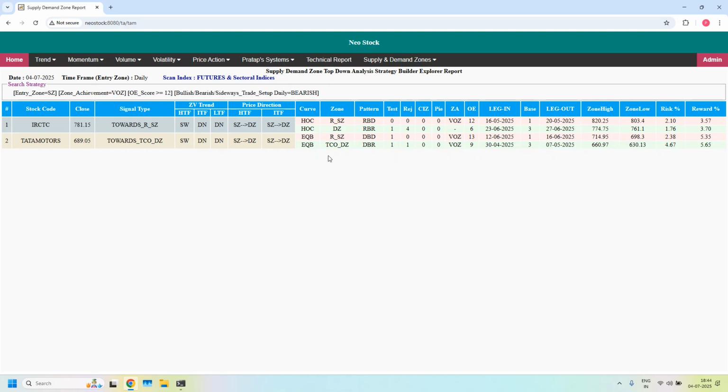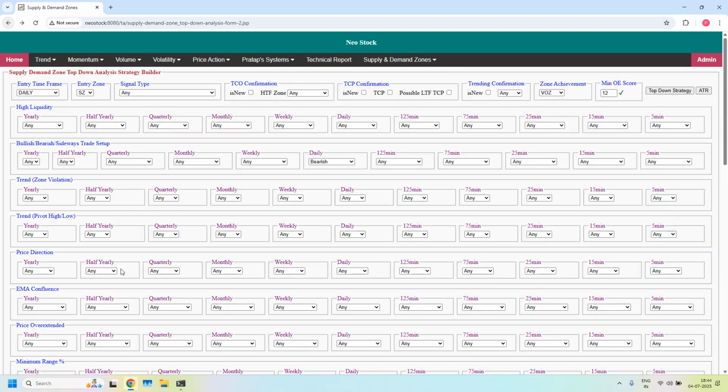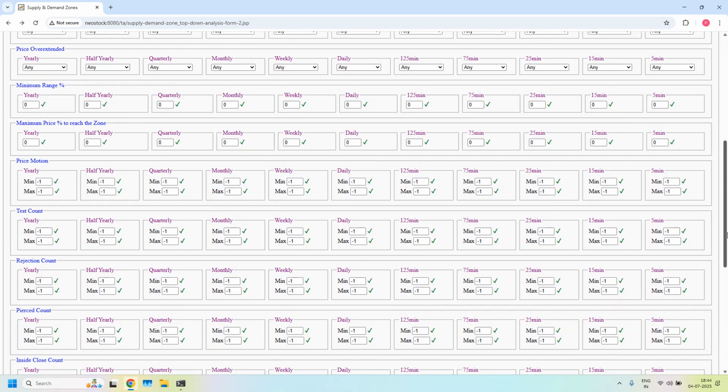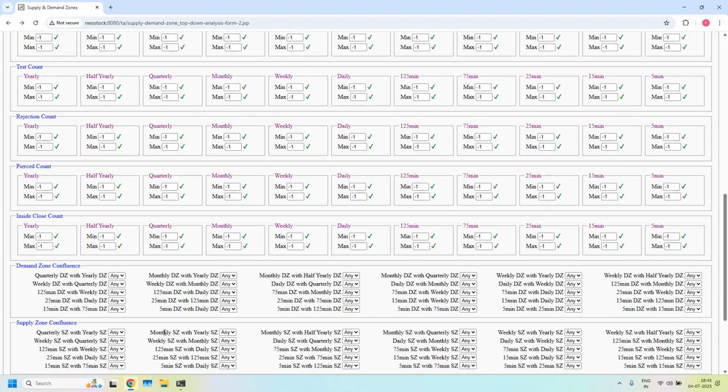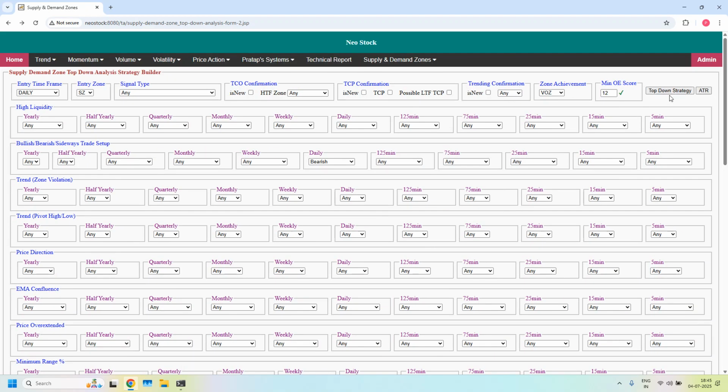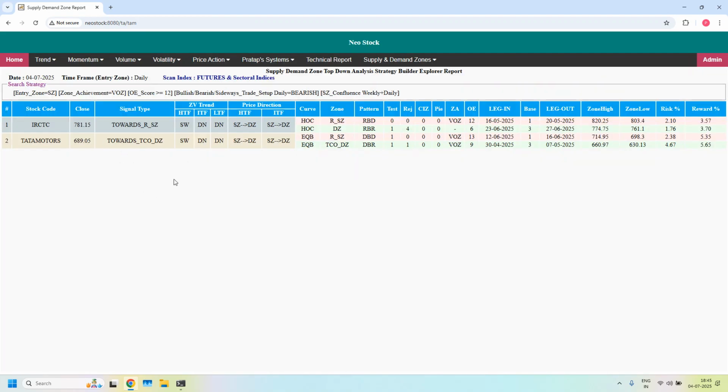Out of these two, how many are having ITF, LTF demand zone confluence? Let's verify. In the demand zone confluence. Sorry for the mistake, supply zone confluence. Because this is a bearish trade setup, we should look into supply zone. That is, the daily and weekly supply zone confluence filter is enabled. Both stocks are filtered. That means in both the stocks, these daily supply zones are overlapped with the weekly supply zone.